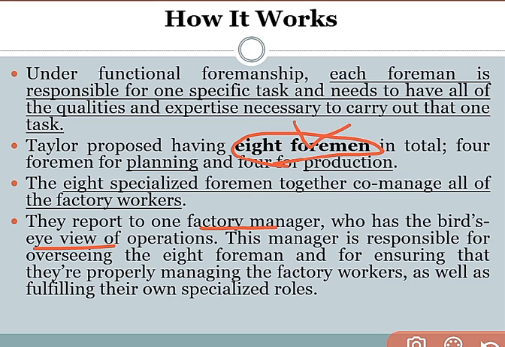So this factory manager is the supervisor in the organization who is responsible for overseeing the 8 foremen and for ensuring that they properly manage the factory workers as well as fulfil their own specialized roles in the organization.